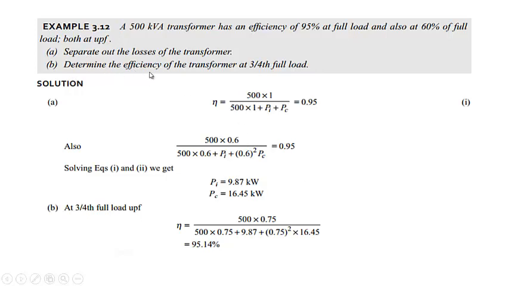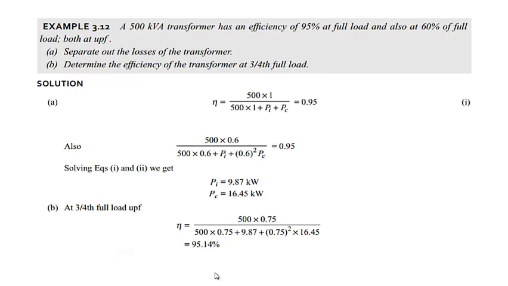Now determine the efficiency of the transformer at 3/4 of the full load. So we know PI, we know PC. It is asking us to calculate this at 3/4 of the full load, that is 0.75. That means 500 into 0.75 divided by 500 into 0.75 plus PI, which remains as it is, plus PC multiplied by 0.75 square, exactly the same manner that we did for the 60% load. So it will be 0.75 square into 16.45, and the efficiency will be 95.14%.